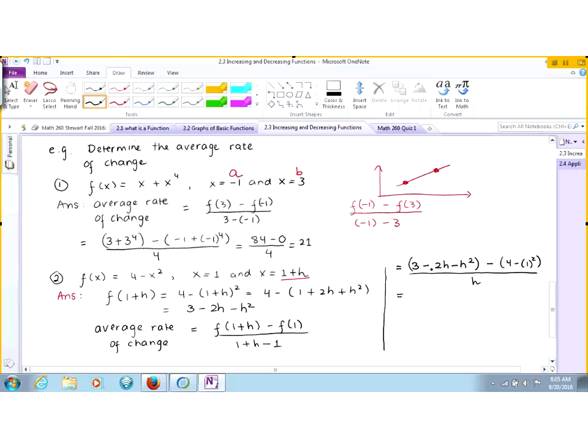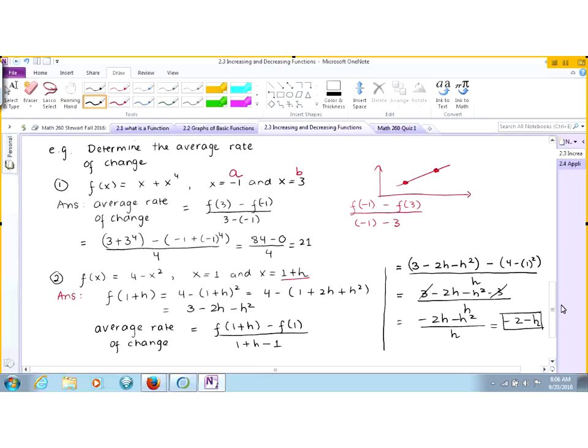All right. So the 3 cancels. So what am I left with? 3 minus 2h minus h squared minus 3, divided by h. The 3s cancel. This is negative 2h minus h squared, divided by h. That's it. To simplify, we divide by h. So what do I have? Negative 2 minus h.